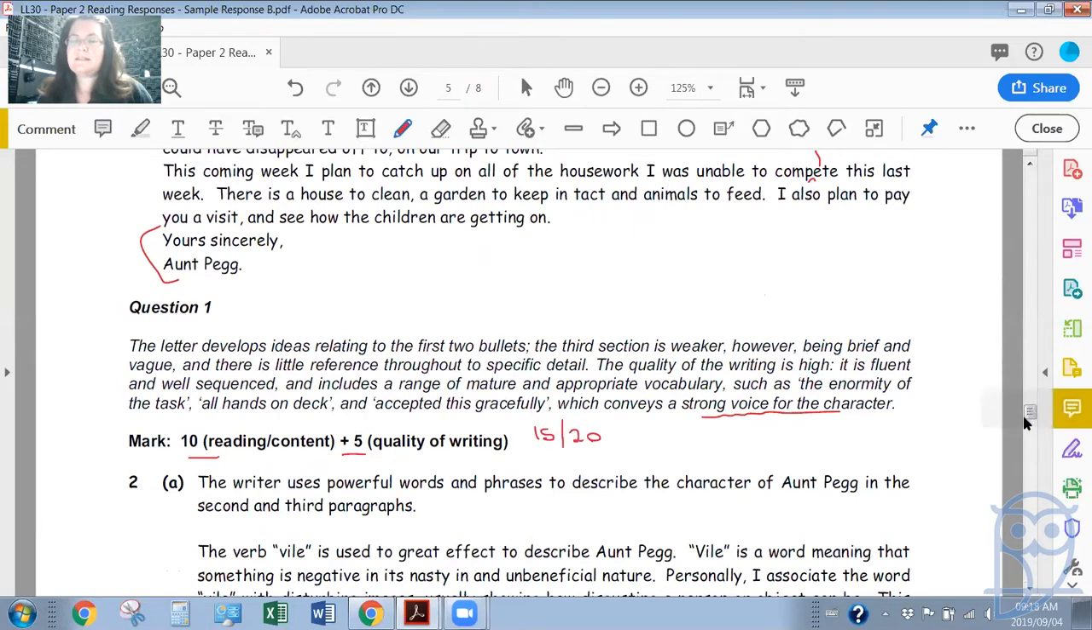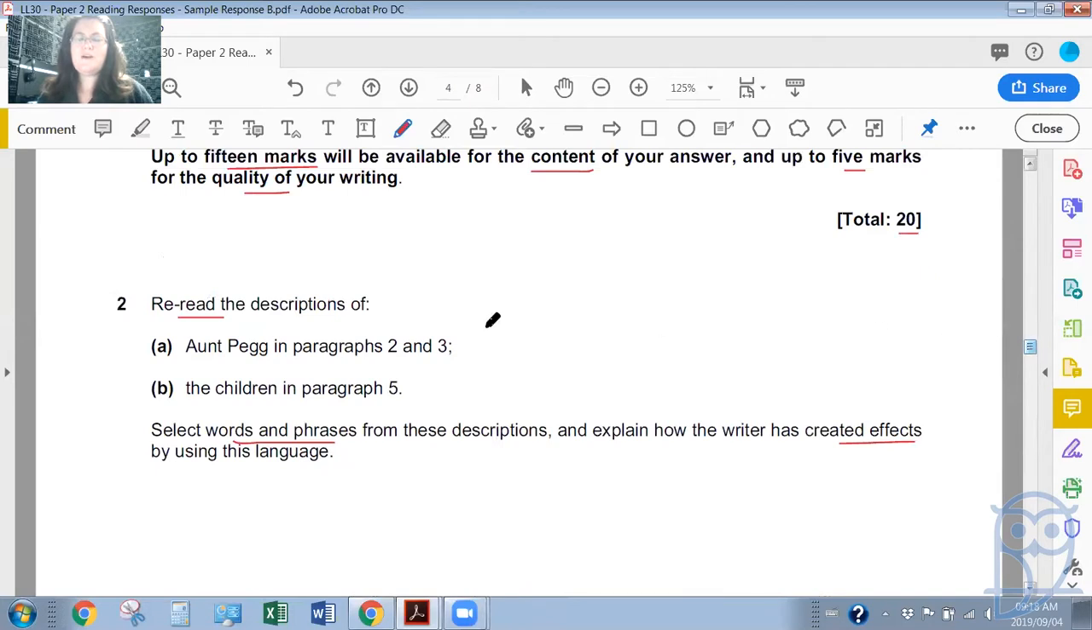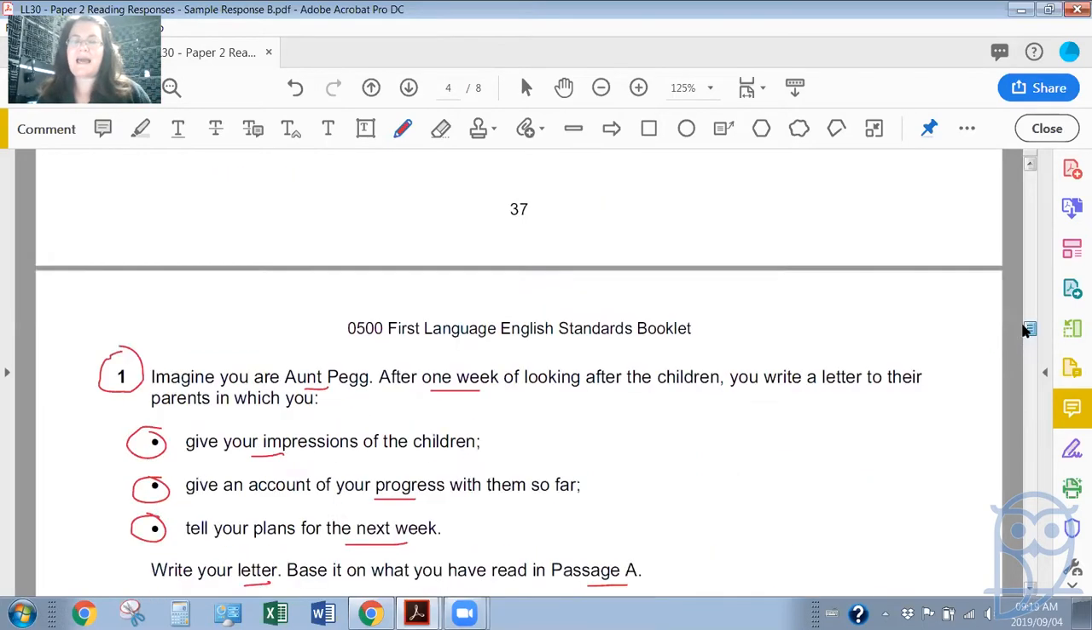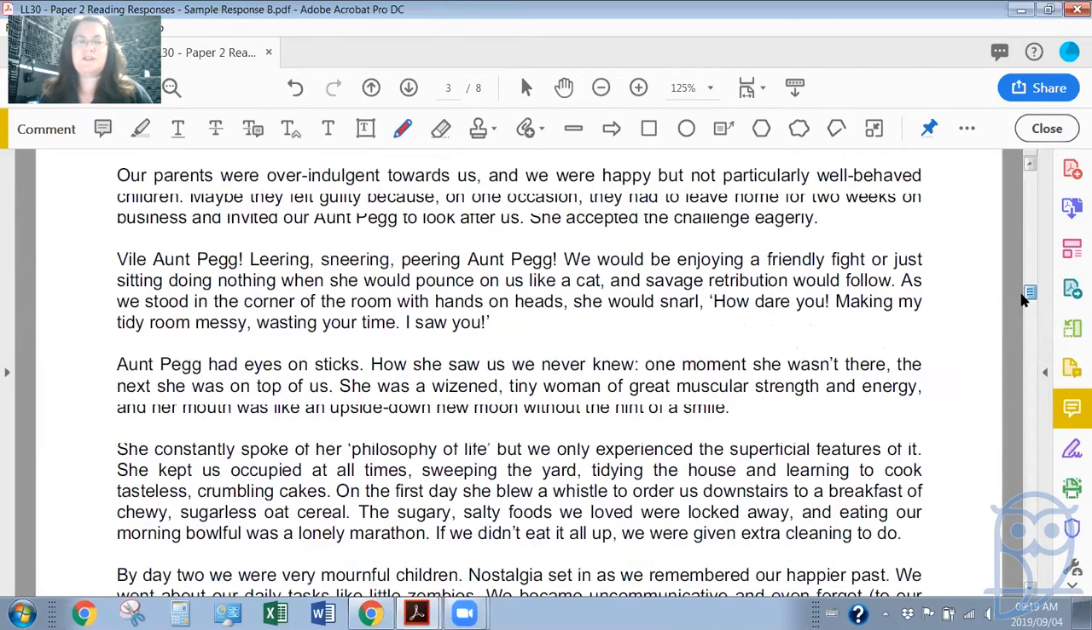Now let's look at the second bit, where you would have to reread the descriptions of Aunt Peg in paragraphs 2 and 3, and then the children in paragraph 5. So you'd have to have a response for A and a response for B. And what are you actually doing? Well, you're selecting words and phrases from these particular descriptions, and you're explaining how the writer has created effect by using those particular words. In other words, why has the writer chosen those words, and how are they used to convey an idea?